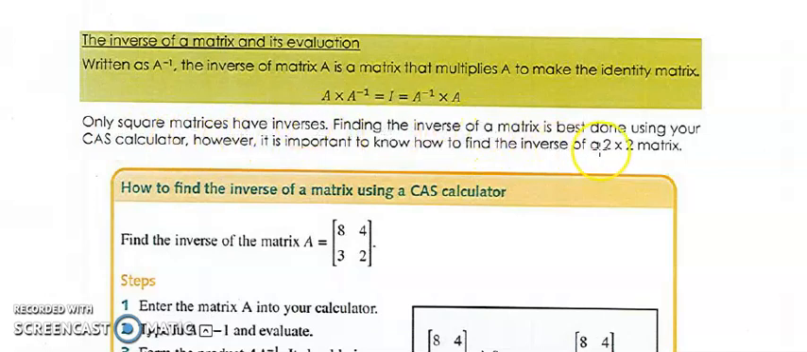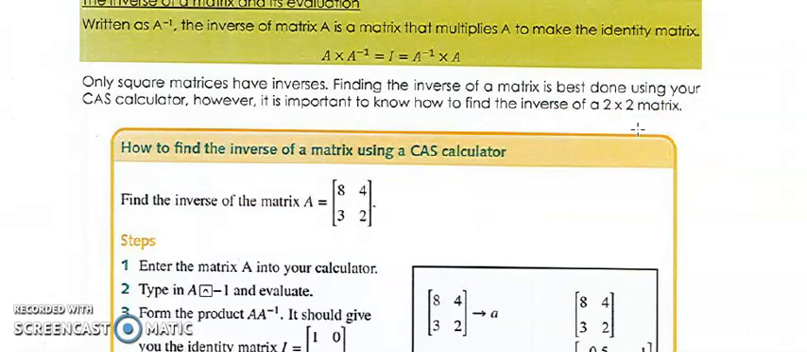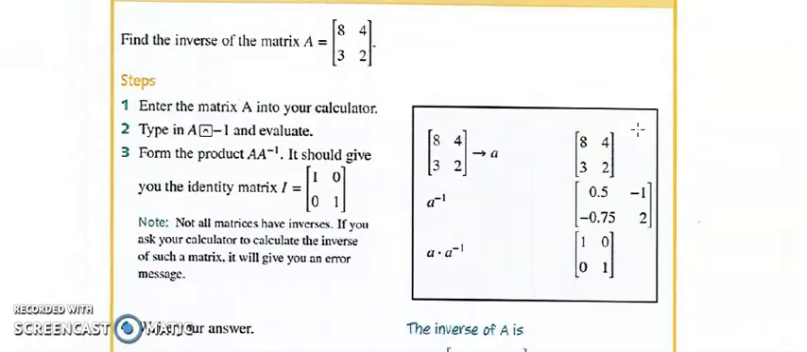Finding the inverse of a matrix is best done using your CAS calculator, or class-based calculator. But it is important to know how to find the inverse of a 2 by 2 matrix. To find an inverse of any other type of matrix can get quite tricky. But let's just look at the calculator version first. So, how to find an inverse of a matrix using a calculator. We want to look for the inverse of 8, 4, 3, 2.